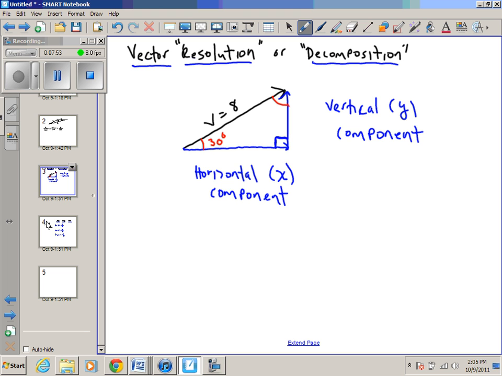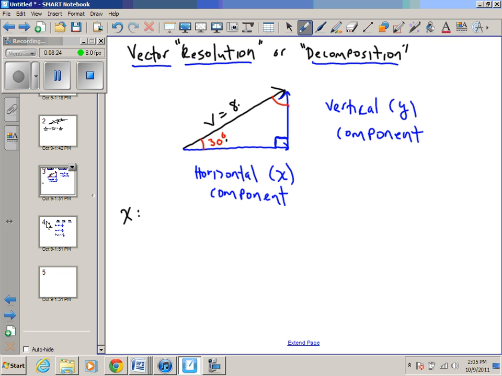So let's go ahead and find the x component. The x component of the vector is going to be this adjacent side, this side that is adjacent to, or next to, the 30-degree angle. So I know the hypotenuse, that's the vector, 8, and I know the angle theta is 30, and I'm looking for the adjacent. So I need to remember which trig function is going to help me here. If it's adjacent and hypotenuse, it's cosine, adjacent over hypotenuse.